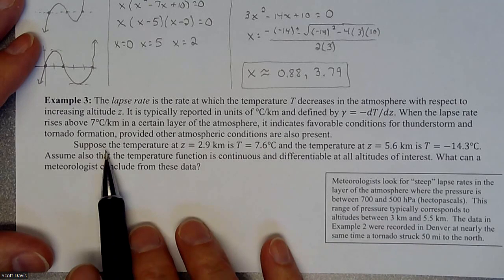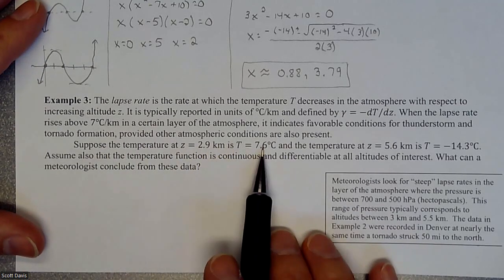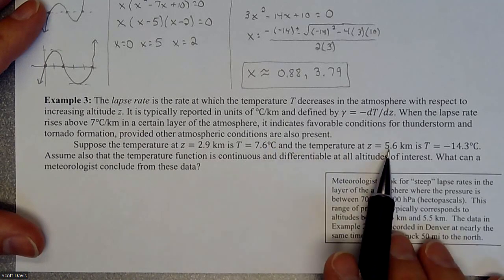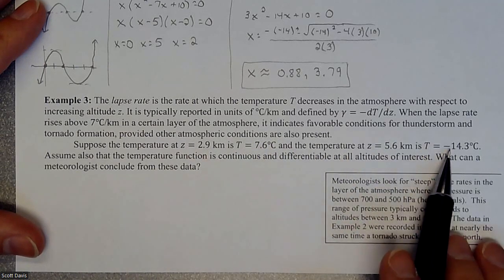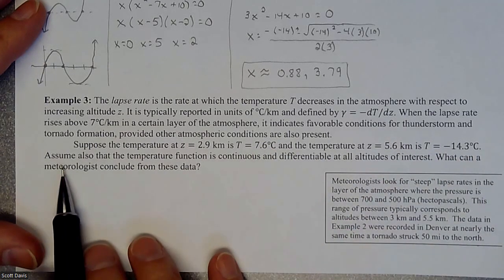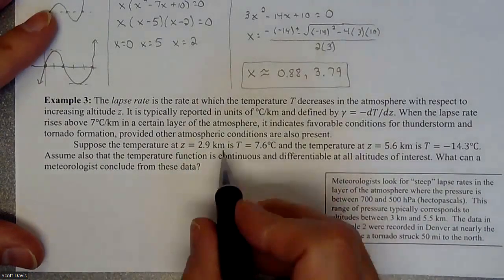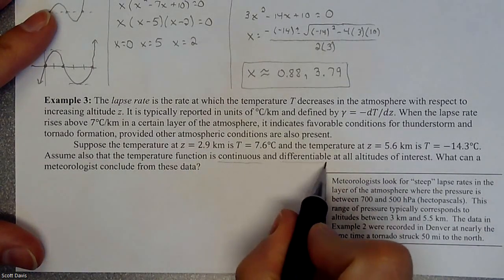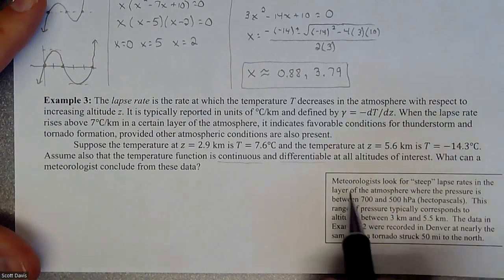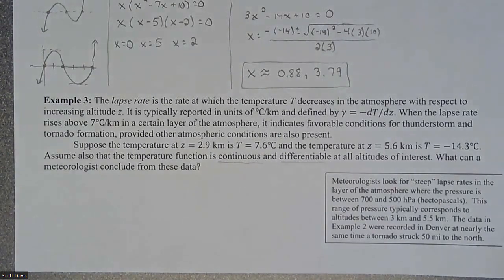So here's our situation. Suppose the temperature at 2.9 kilometers is 7.6 degrees Celsius, and the temperature at 5.6, so we went up, has dropped to a negative 14.3. So that's quite a bit of a drop. Assume also that the temperature function is continuous and differentiable. That means we have the mean value theorem at all altitudes of interest. What can a meteorologist conclude from this data?